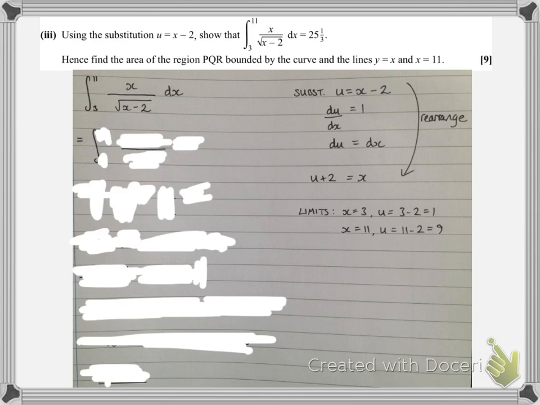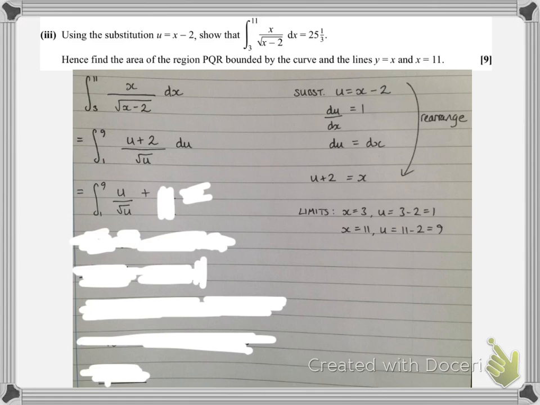So our new integral has the new limits from 1 to 9, which are the u values, instead of 3 to 11, which were x values. We've got the numerator, which is u plus 2. So this is our x. So the x has become u plus 2. Then we've got the denominator, which was root x minus 2, and x minus 2 is u, so that's root u. And then we've got the dx, which simply becomes du. So we might want to tidy this up a bit to make it easier to integrate.